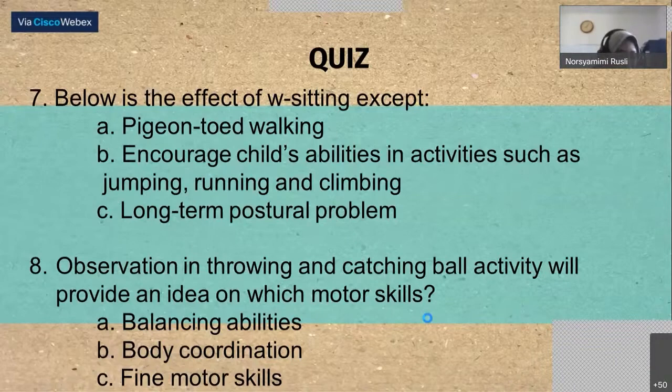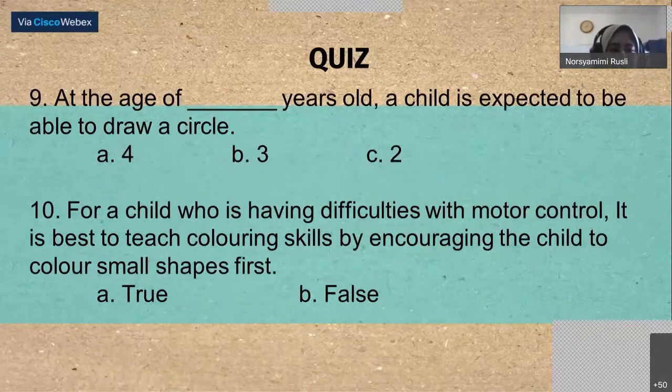Sorry, wait for a while. The internet is a bit slow, I think. Number 9. At the age of blank years old, a child is expected to be able to draw a circle.